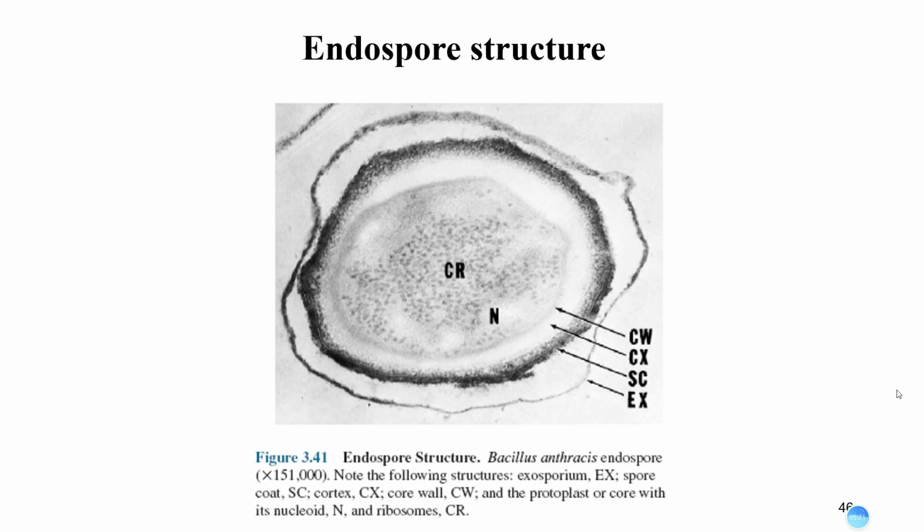Or in the lab, when we use the autoclave, we can increase the temperature to like 121 degrees, and the endospore can survive for like 15-20 minutes. So they are more resistant to heat. This is endospore.